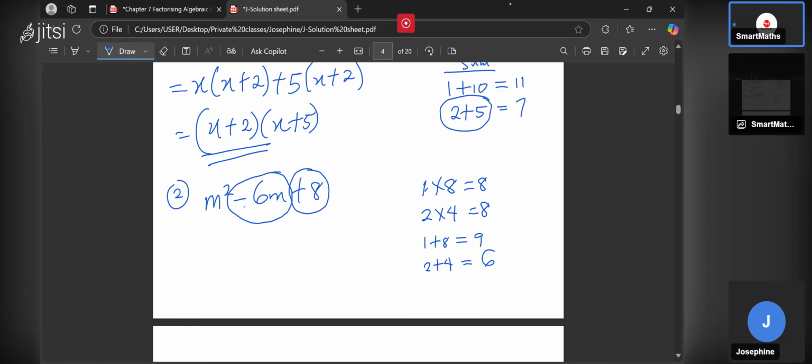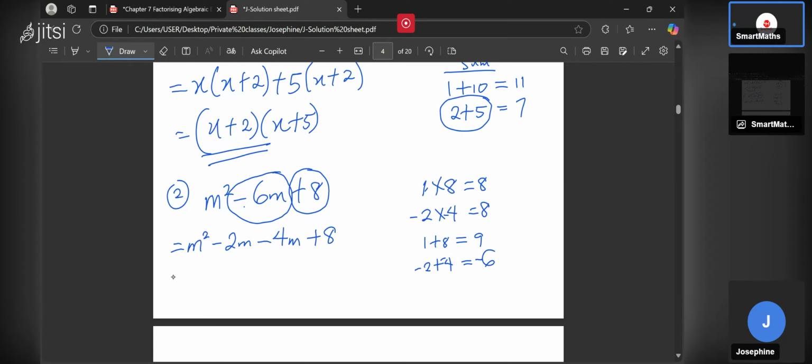But what we have here is minus 6, while this one is plus 6. There's no problem about that. We can put both of them as minus. So minus 2 times minus 4 will give us plus 8, and minus 2 minus 4 will give us minus 6. So we can replace minus 6m with minus 2m minus 4m. We then have m squared minus 2m minus 4m plus 8. Now we have turned a 3-term expression into a 4-term expression.